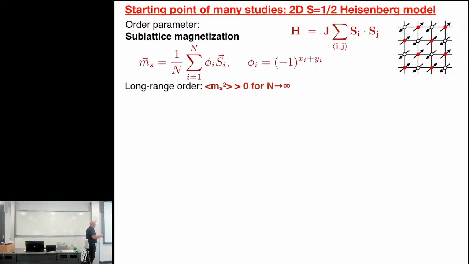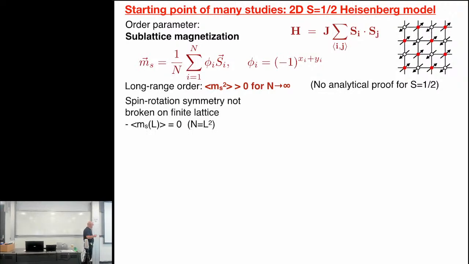So if we numerically want to study this model, we study the squared order parameter and see if it goes to 0 or to a finite value as the system size goes to infinity. And by the way, everybody now knows that this model has long-range order in the ground state, but there's no analytical proof for s equals 1/2. There is analytical proof for s equals 1 and higher, but not for s equals 1/2. And maybe those of you who are old enough would remember that Phil Anderson at some point in the end of the 1980s proposed that this model would actually be a spin liquid. It would not have any long-range order, but numerics show that it does have long-range order.